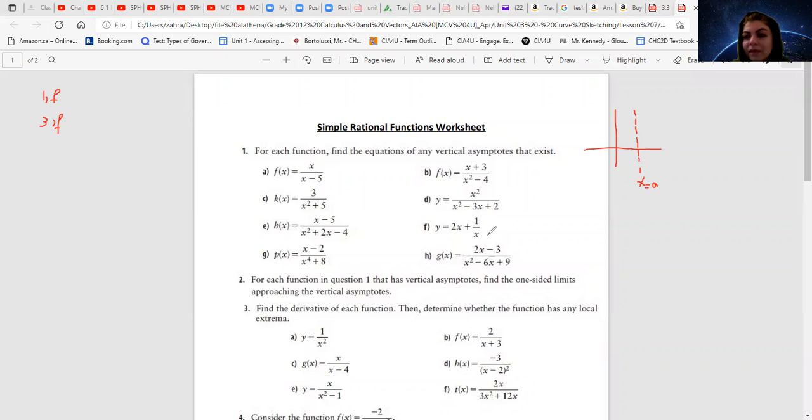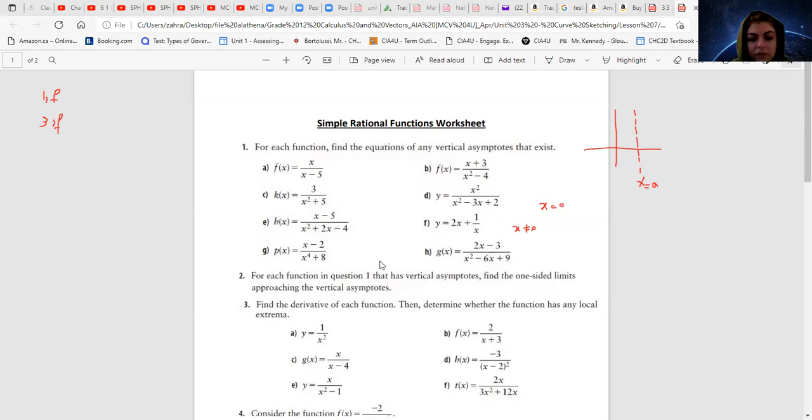The restriction happens at the denominator. Here, the denominator cannot be what number? 0. So we have a vertical asymptote at x equals 0. We have a slant asymptote, 2x, but we don't need to talk about that. Just x equal to 0 will be your vertical asymptote. Okay. Now question number 3F.